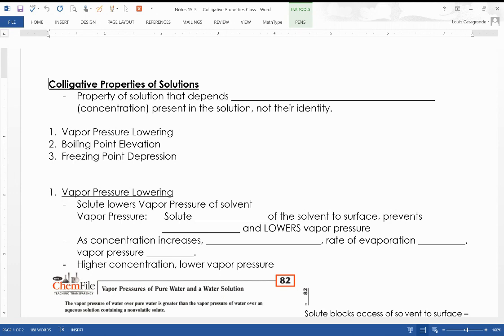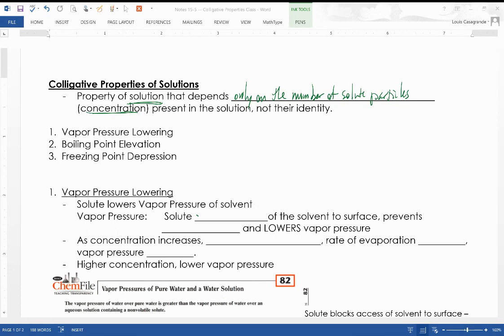But before we get to what they are, let's talk about the overall big picture of colligative properties. So colligative properties are properties of solution. So we're looking at the solution properties that depend only on the number of solute particles. Now, another way of talking about the number of solute particles is going to be the concentration. And so we'll talk about concentration and relate the colligative properties to the concentration of the solute in the solution.